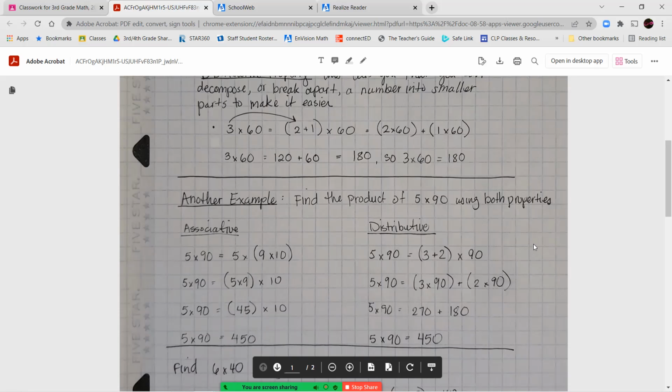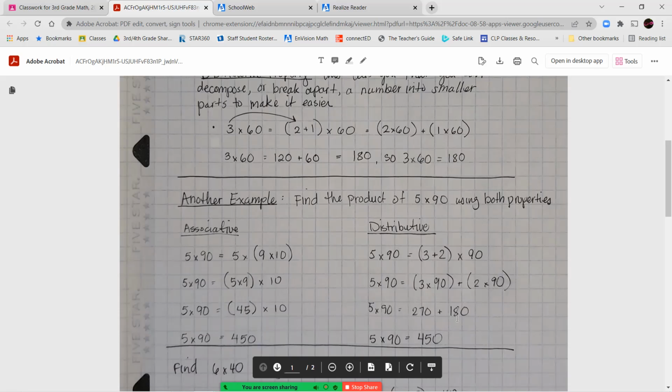Now, if I wanted to do this using the distributive property, 5 times 90, I decomposed my 5 into 3 plus 2, because 3 plus 2 is equal to 5. And then I'm going to multiply those by 90. So 3 times the 90 plus 2 times the 90. I know from my basic facts, 3 times 9 is 27. So 3 times 90 is 270. And my basic facts here, 2 times 9 is 18. So 2 times 90 is 180.